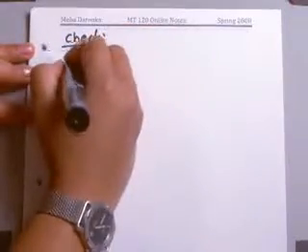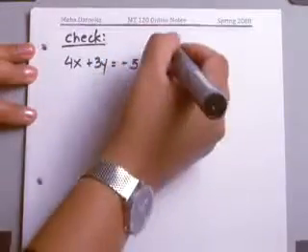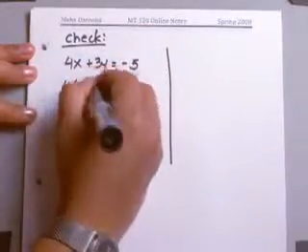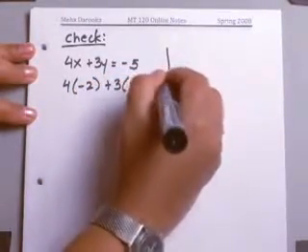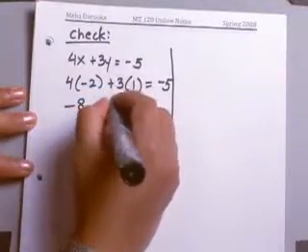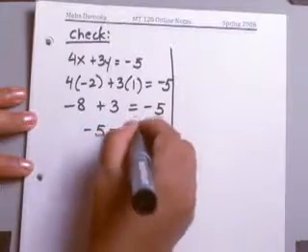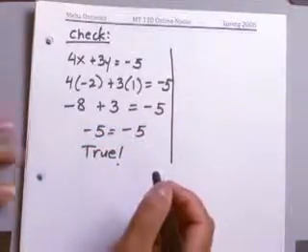And our first equation was 4x plus 3y equals negative 5. So your x value is negative 2. Your y value is a positive 1. And we end up with negative 8 plus 3 equals negative 5. And as you can see, we end up with a true statement again.